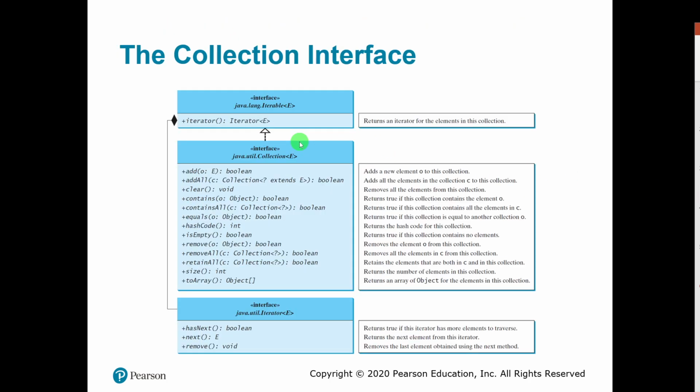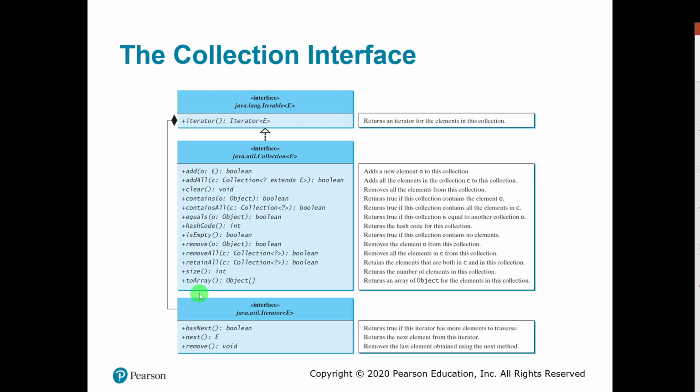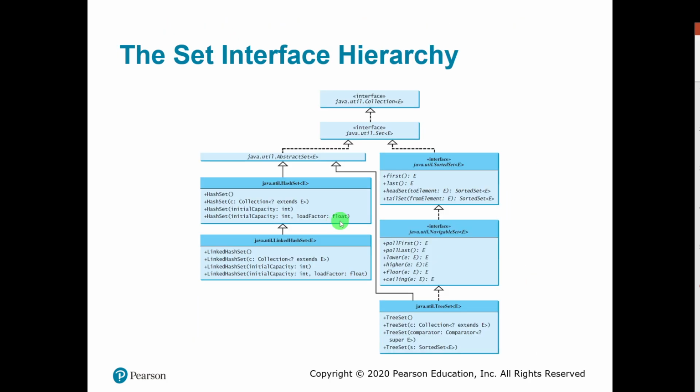To break this down, we've talked quite a bit about the collection interface and the methods that it contains back when we did lists. So let's look at the set interface hierarchy. This is basically this diagram turned sideways, and we got rid of all the extra stuff with lists and queues. So we can see how the set interface actually is organized. We have the set interface, which implements the collections interface.